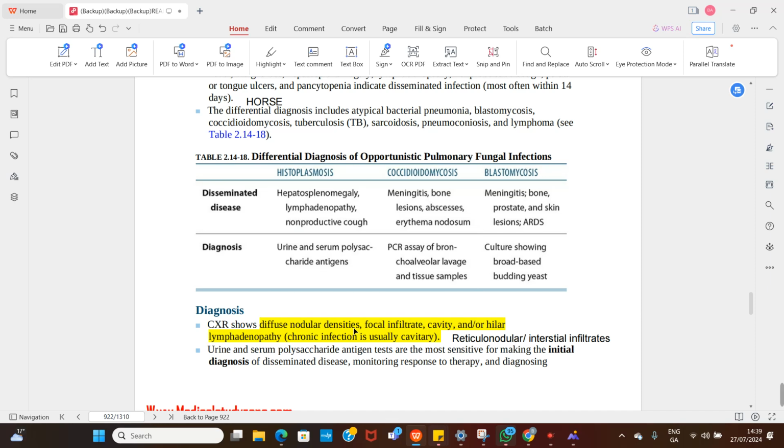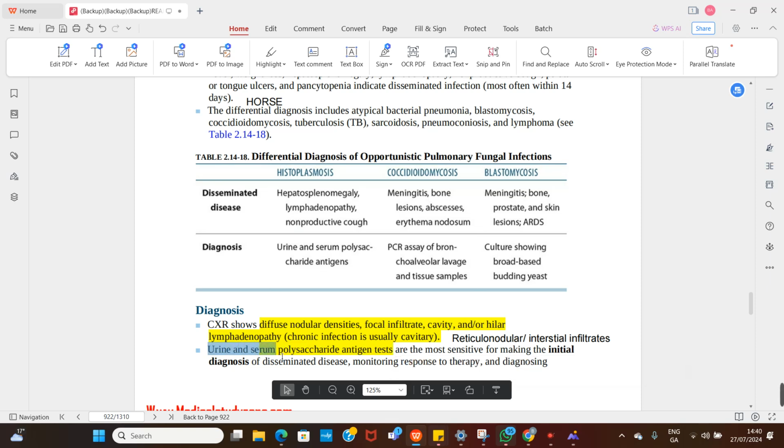So either you are seeing nodules, cavities, infiltrates, or just lymphadenopathy. Cavities, particularly for the chronic ones, infiltrates, nodular densities, those are the things you are going to be seeing. But the most sensitive test for diagnosis is to do your urine and serum polysaccharide antigen test. This is what you are going to be seeing in the question most of the time.